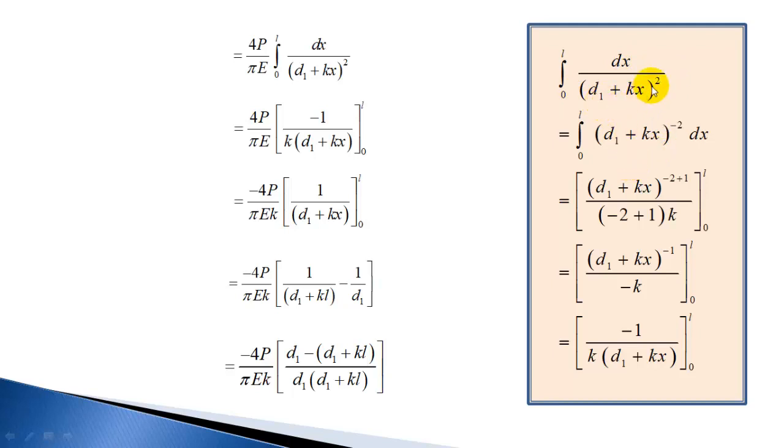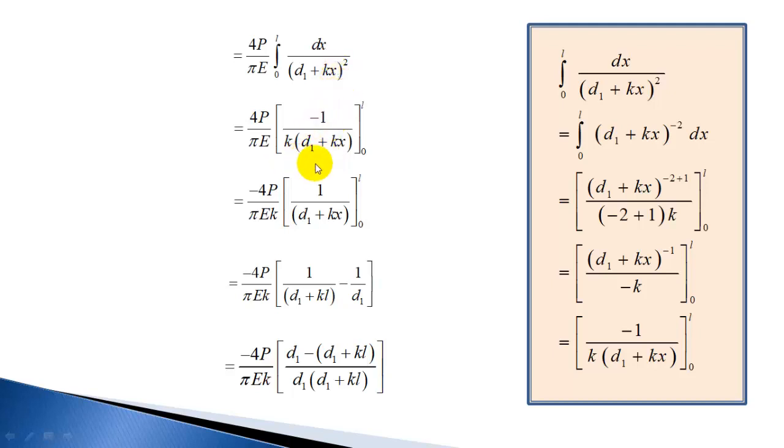You can write it as (d1 plus kx) raised to minus 2 dx. So this I have taken to the numerator and written. Now the integration is (d1 plus kx) raised to minus 2 plus 1 divided by minus 2 plus 1, and you have to divide by the coefficient of x, k, and the limit is 0 to L. So (d1 plus kx) raised to minus 1 divided by minus 1, into 1 by k. This minus I have taken to the numerator. So minus 1 by k into (d1 plus kx), 0 to L. So you can directly integrate and write it here.